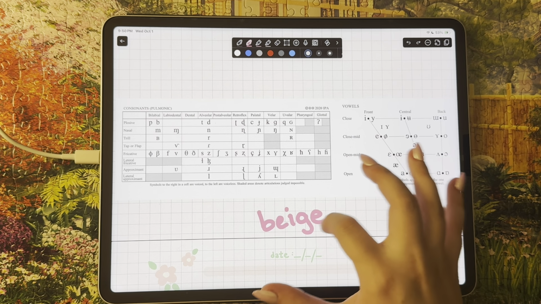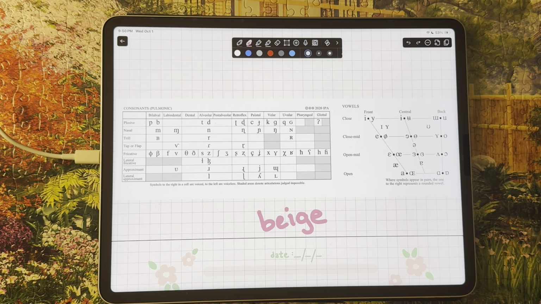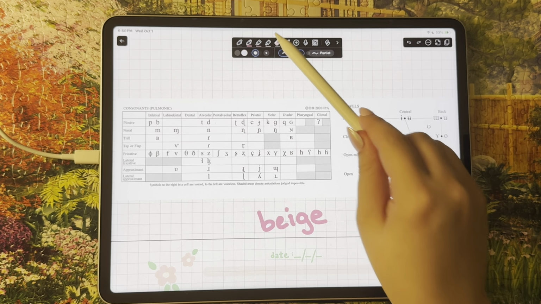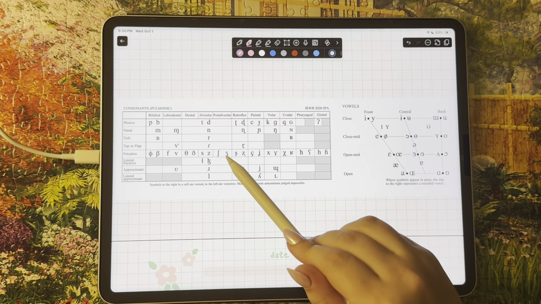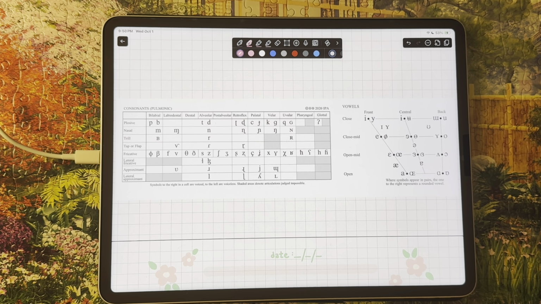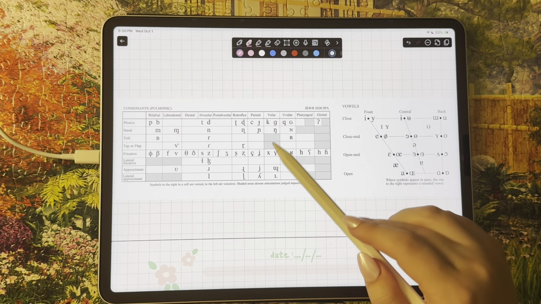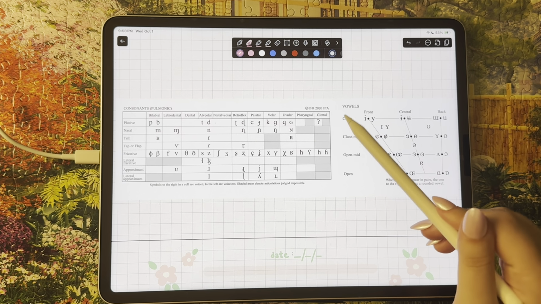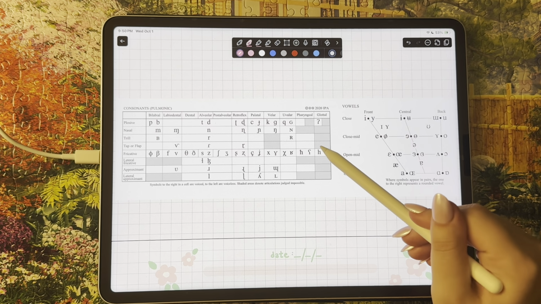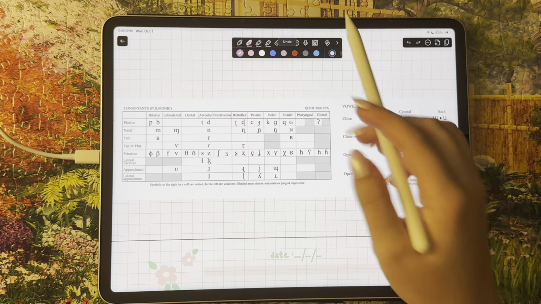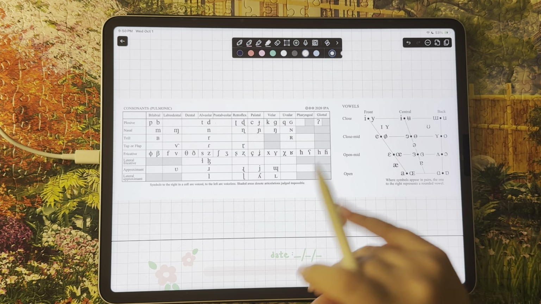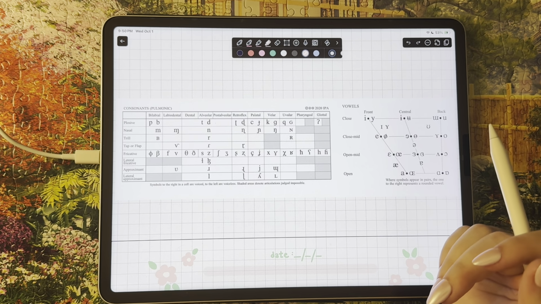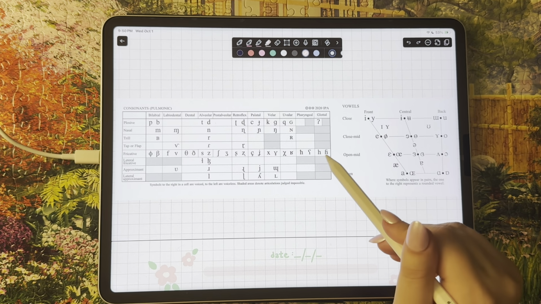And like beige, that zh is this symbol. So next we have our glottal fricative, which is just like it is written in English. So pretty straightforward.